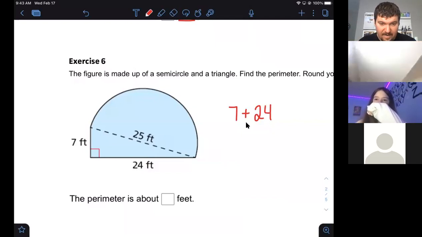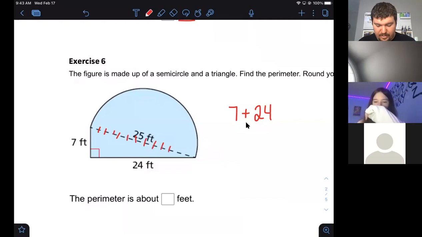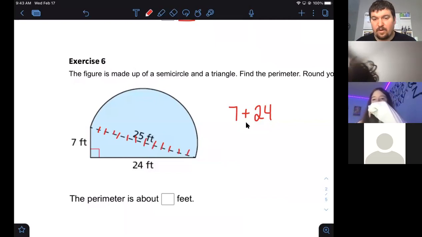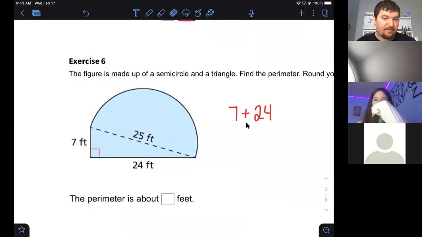Now this 25, we don't want to use this 25. We don't want to use it because it's not on the outside. So we're not going to add 25. That's not going to help us with the perimeter. Now we can use this 25 to help us find this curved edge, but we don't want to add 25 to the total because it's not on the outside. Perimeter is just the distance around the shape, not the distance through it.